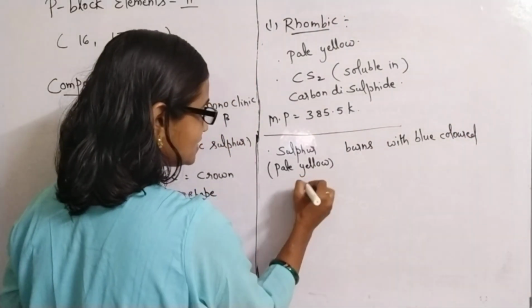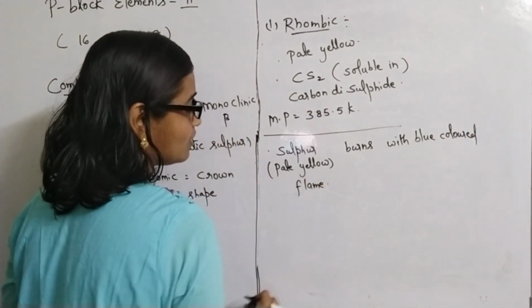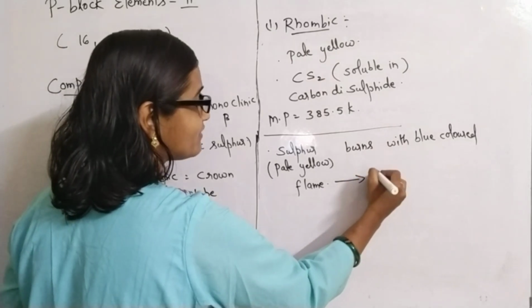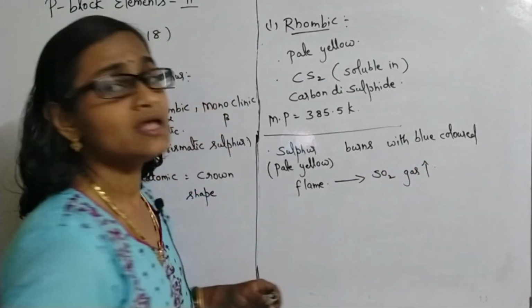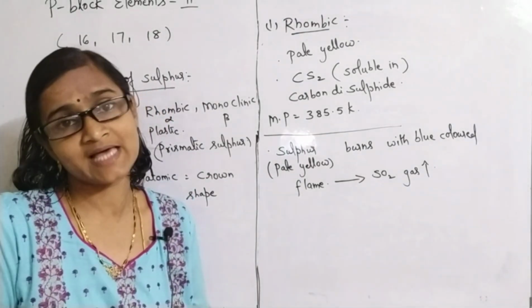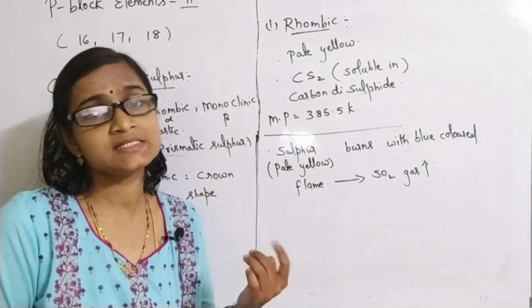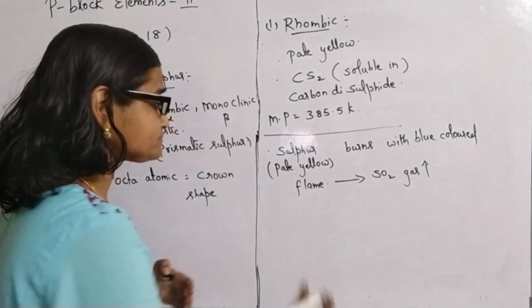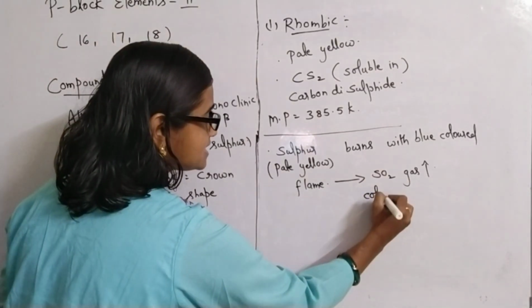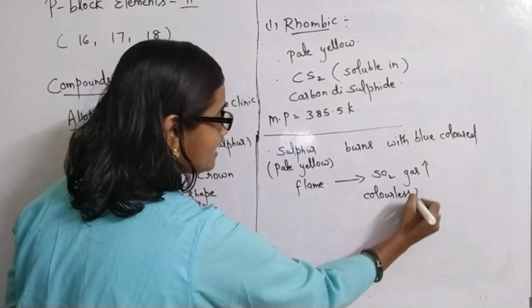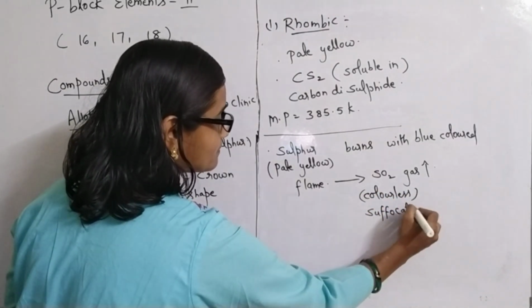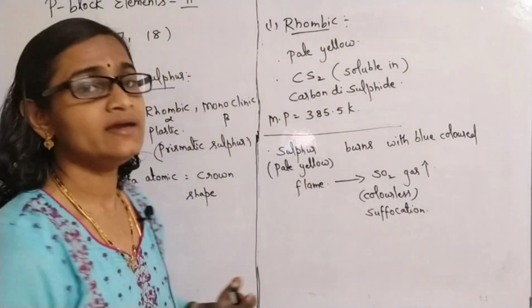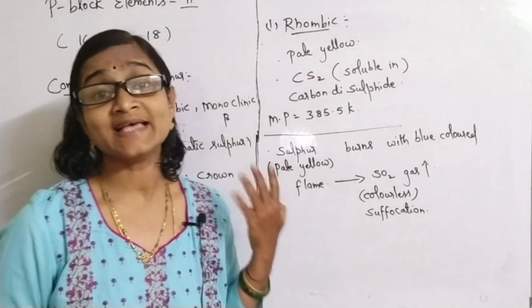It burns with a blue colored flame, and it produces sulfur dioxide gas. SO2 gas is released. That SO2 gas is actually colorless, and it causes a lot of suffocation also. Suffocation will come from sulfur dioxide. And sulfur dioxide is highly acidic in nature.